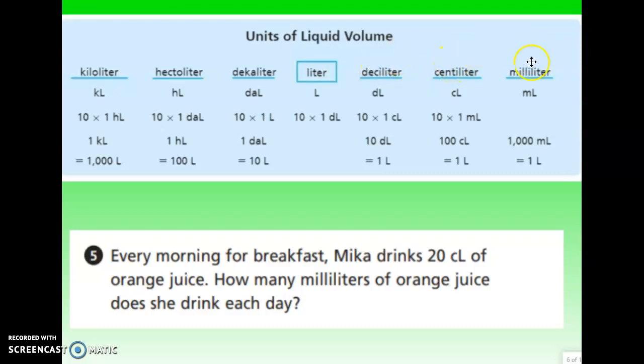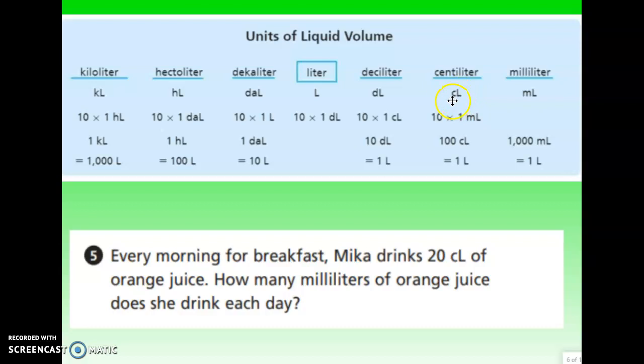Divide by 10 more, divide by 10 more, or think of it as multiplication. So we're using the operations of multiplication and division. So I have 20 centiliters. How many milliliters is that? In every centiliter, there are 10 milliliters. So 20 centiliters times 10 would be 200 milliliters in that orange juice.